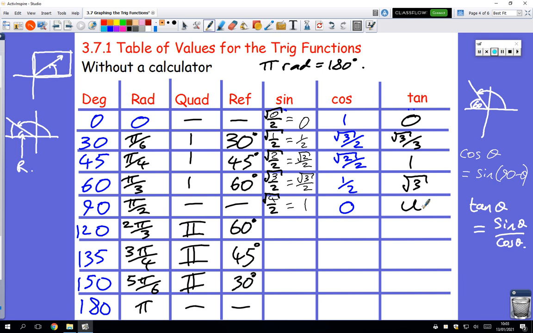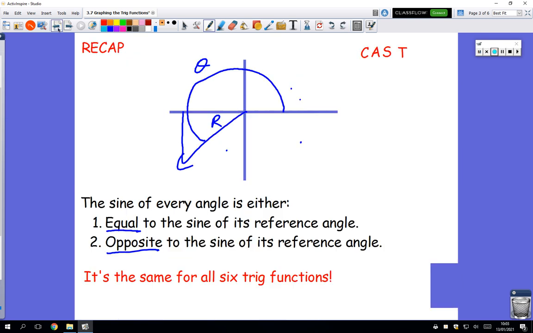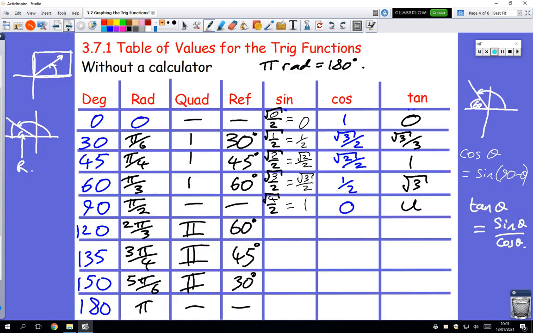Okay, so there's the first quadrant filled in from special angles from 0 to 90 degrees. And again, one thing to think about is maybe pausing the video and seeing if you can work out the rest of these things. Remember the sine of any angle. Let me just flip back here. The sine of any angle is always either equal to the sine of its reference or opposite to the sine of its reference. Whether it's equal or opposite depends on the quadrant.